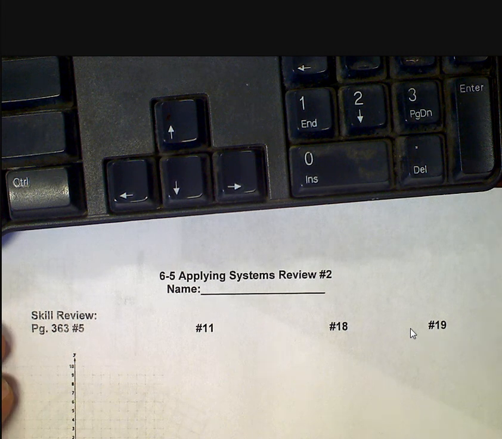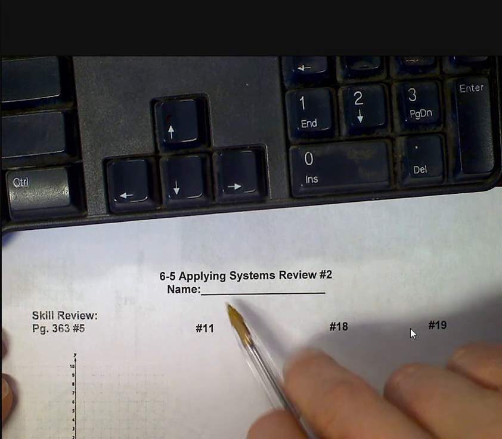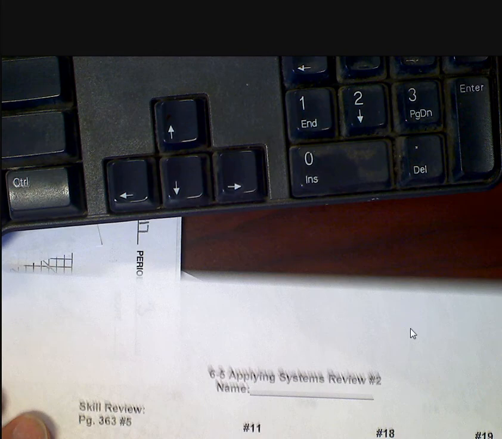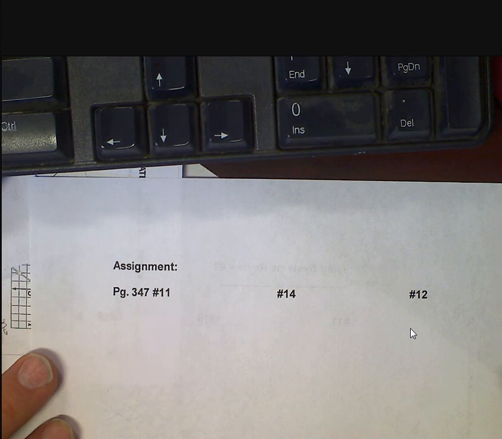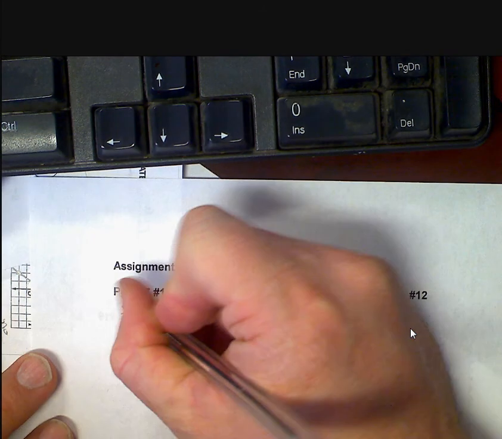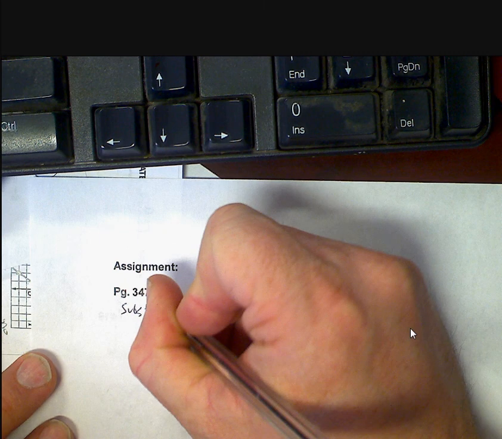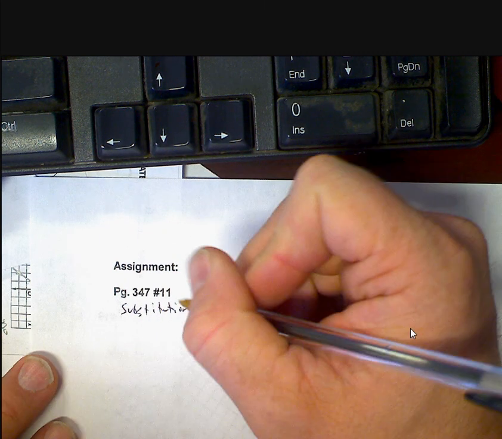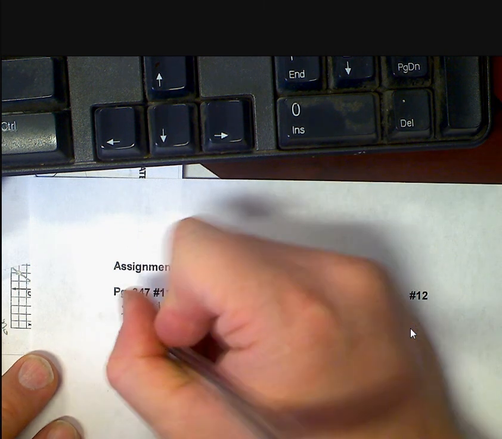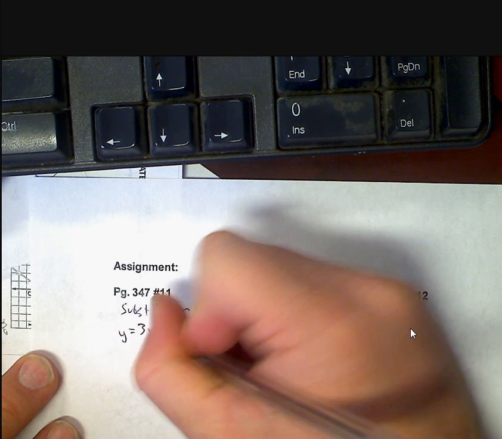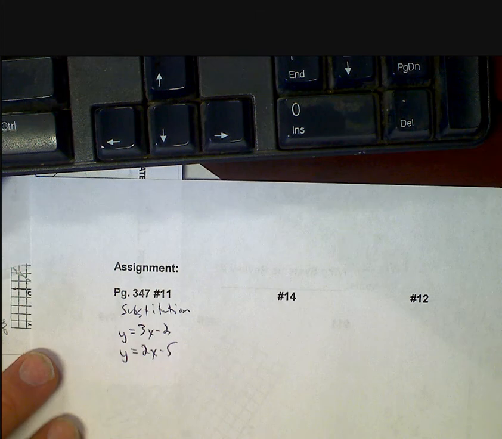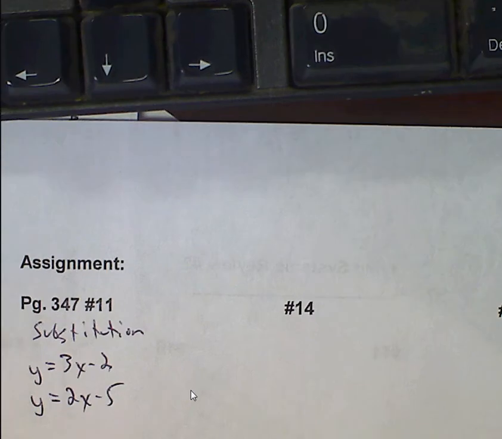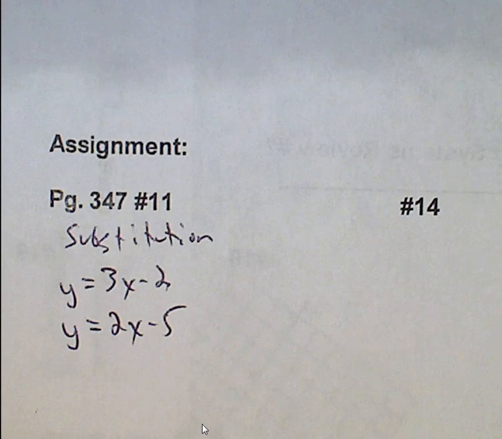All right. We are in 6-5, applying systems review number 2, page 347, number 11. It says use substitution. And they give us y equals 3x minus 2, and y equals 2x minus 5. So we have to substitute. If we have to substitute, the first thing is we have to have one variable by itself.